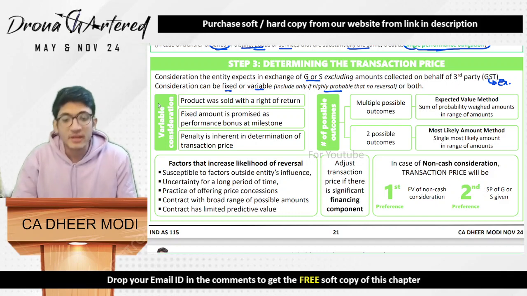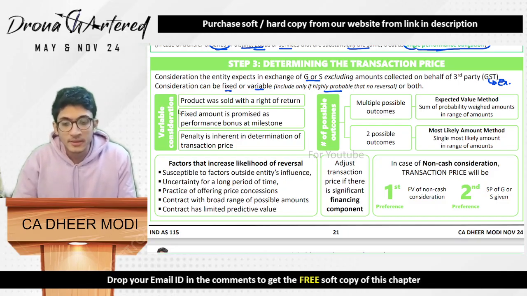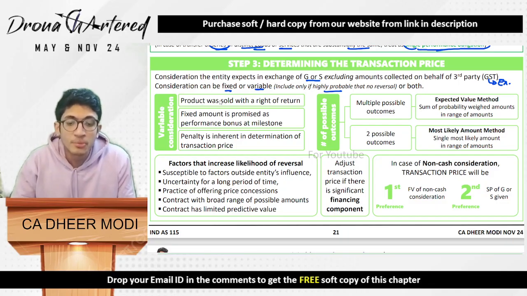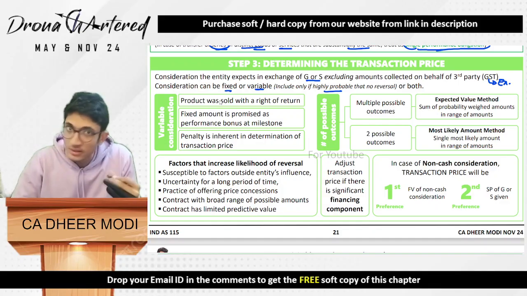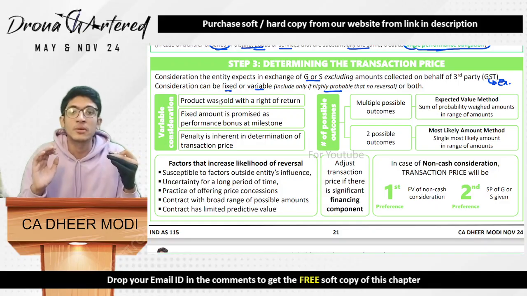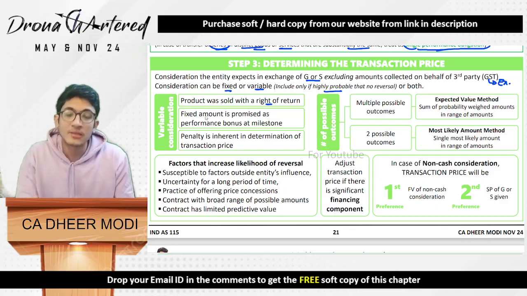Talking about variable consideration, what are some examples of variable consideration? Say for example, your product was sold with a right of return. That means if you like the product, you use it. If you don't like the product, you can return it back to us. So in this case, it was sold with a right to return, so it is your variable consideration.